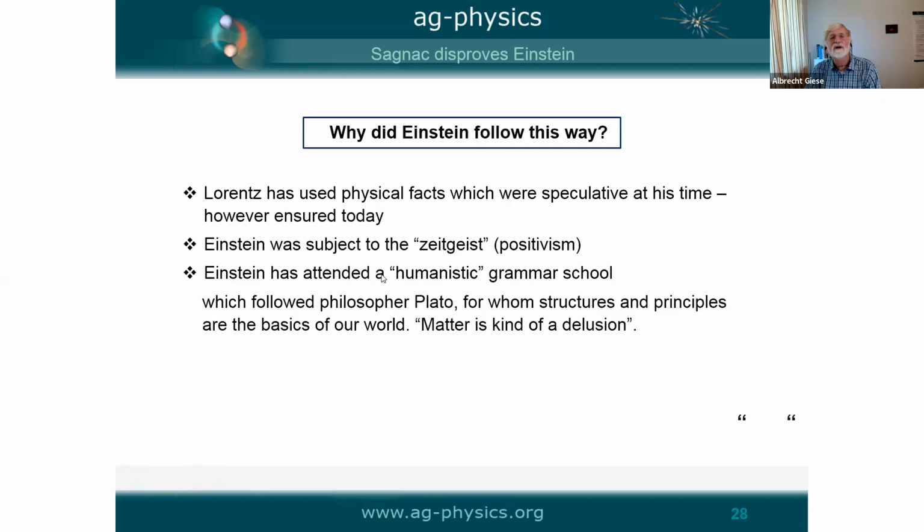Einstein attended the German Humanistic Grammar School in Germany. And this grammar school, I know it from my own experience, follows the philosopher Plato, for whom structures and principles are the basics of our world. And Plato says matter is a kind of delusion. It means nothing. That was Plato's opinion, but what builds our world are structures described by principles.